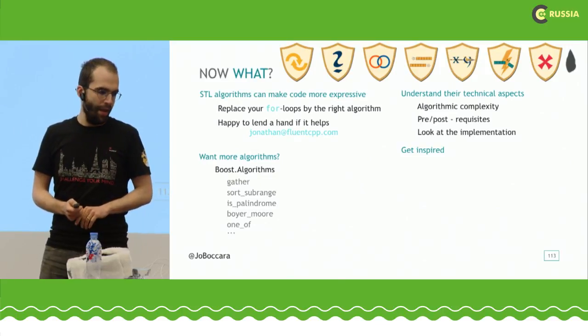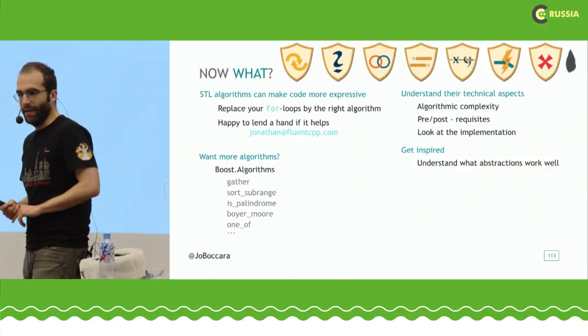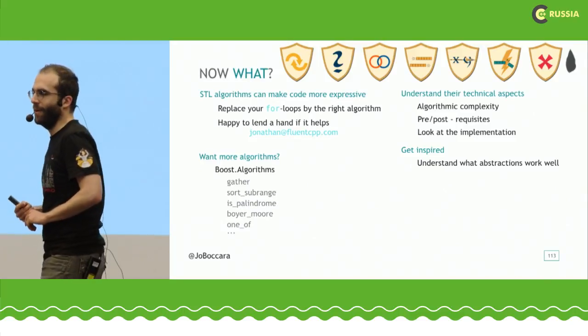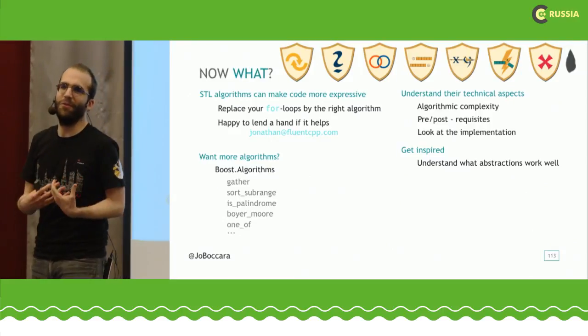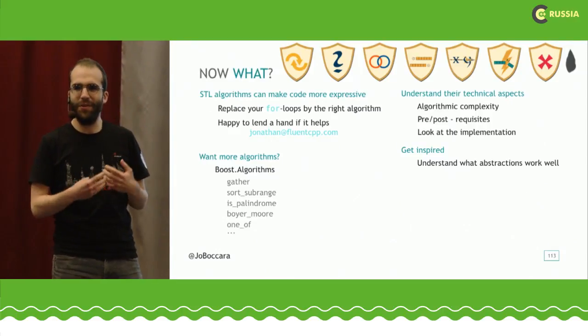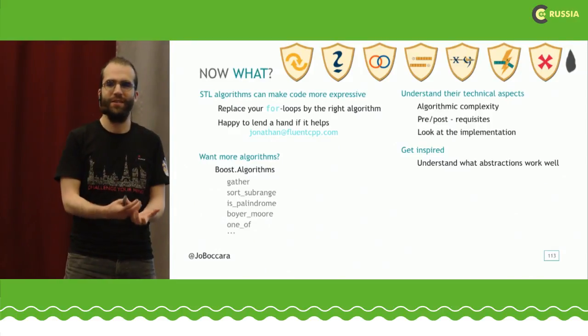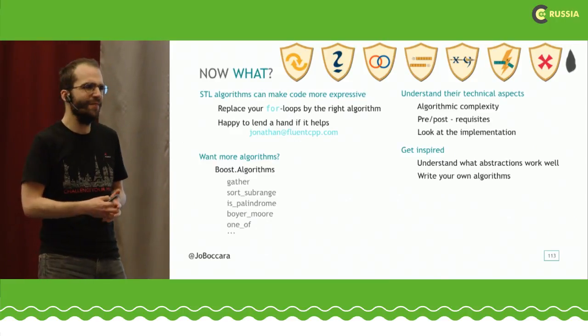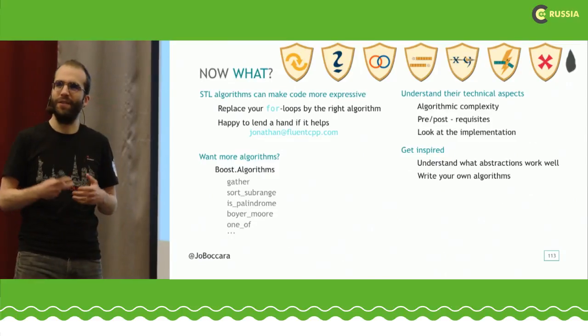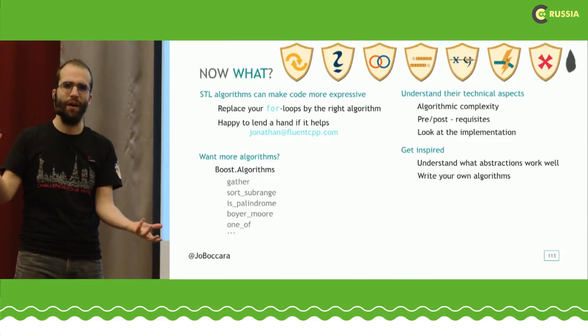And get inspired. When you're familiar enough with the STL, it sort of rubs off on your coding style because you've got a feeling for what good abstractions look like. And when you're familiar enough, you can start writing your own algorithms because you know how those things work.